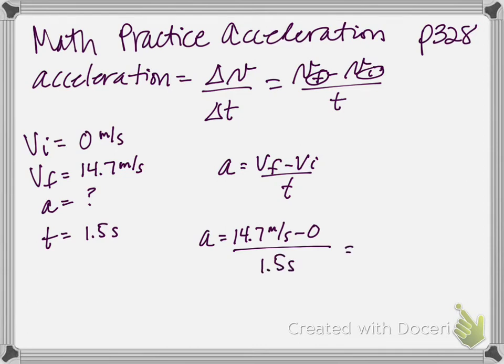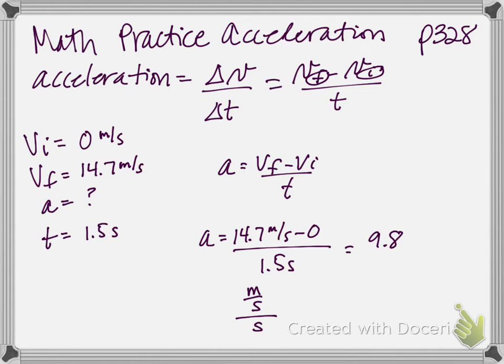So you'll take your calculator and you'll say 14.7 divided by 1.5, and you get 9.8. And now we need to deal with the unit, right? You might think the seconds cancel out, but they don't. Look at this compound fraction that we have. We have a meters per second upstairs and we have a second downstairs. They don't cancel.